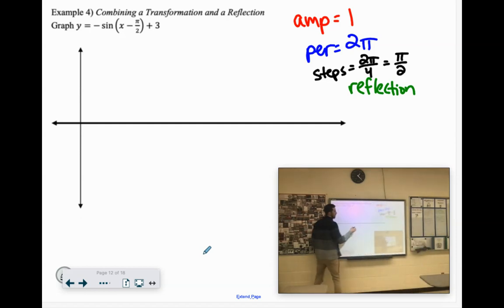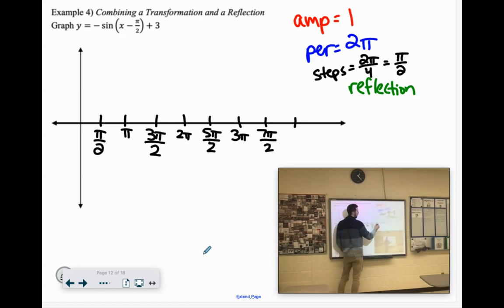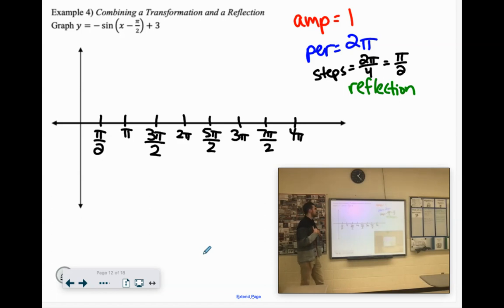So if we kind of mark that off right now, we'll have 1 pi over 2. 2 pi over 2 would just be pi. We'd have 3 pi over 2. 4 pi over 2 would just be 2 pi. Then we have 5 pi over 2. 6 pi over 2 is 3 pi. We could do 7 pi over 2. And 8 pi over 2 would just be 4 pi. Now this is going to give us multiple cycles, and that's cool. All right, let's see what else we can figure out here.